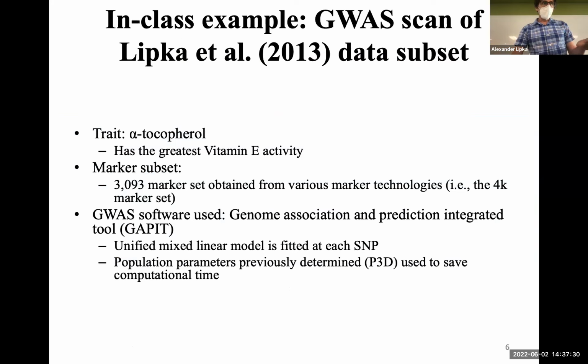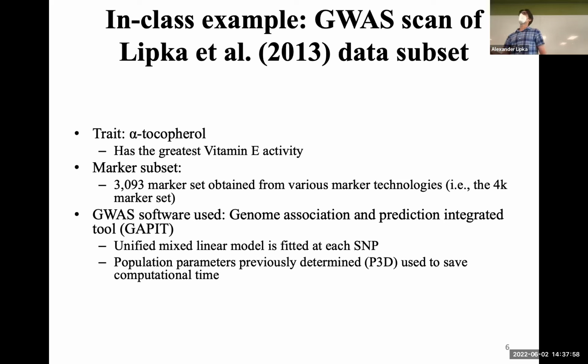So we will look at our folder in a second, but here's some information. For this in-class example, our trait of interest is alpha tocopherol, okay? We looked at a subset of 3,093 markers, okay? Indeed, GAPIT is fast, okay? It can analyze 294,000 markers using the unified mixed linear model.